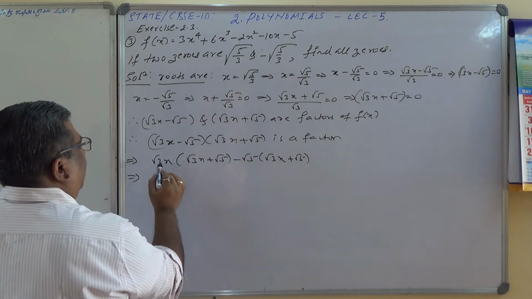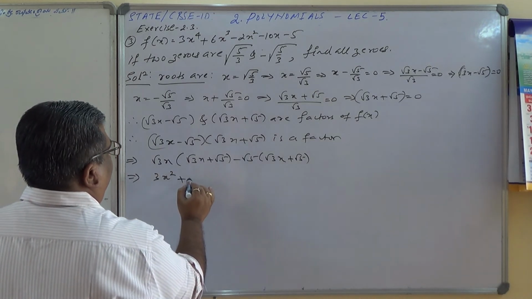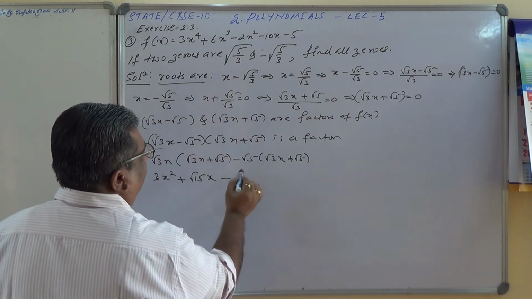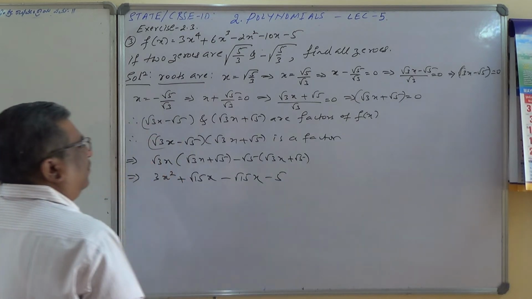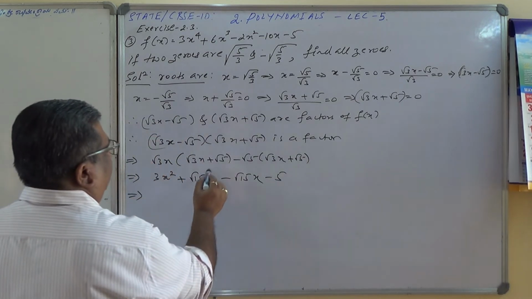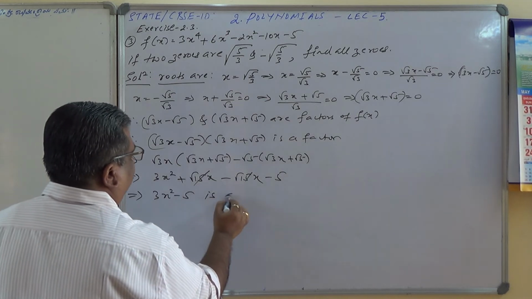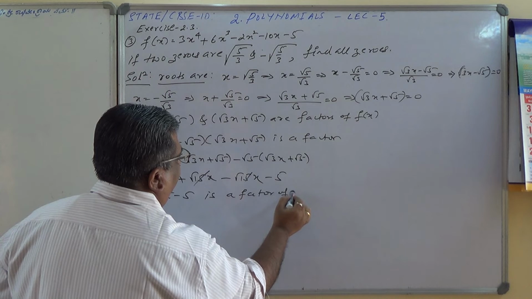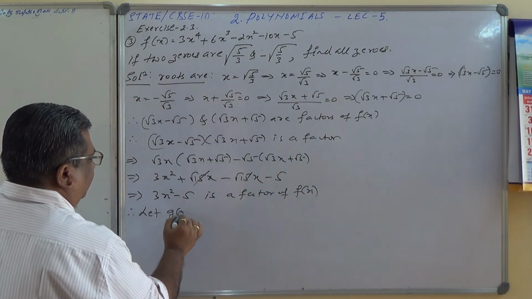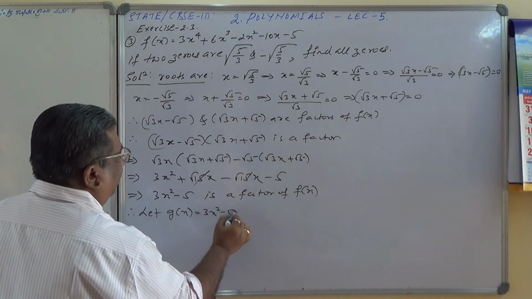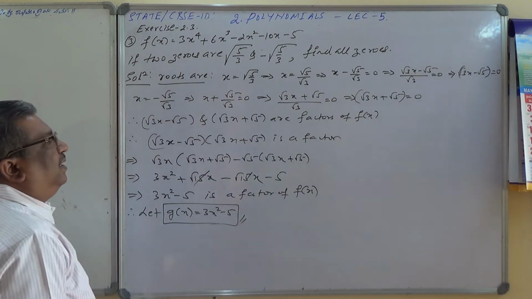This implies root 3 into root 3, 3x square, this into this, root 15x minus root 15x minus 5. Is it right? Which implies this will cancel, 3x square minus 5 is a factor of f of x. Therefore, let g of x equal 3x square minus 5 here. You got it? We have got g of x is equal to 3x square minus 5.